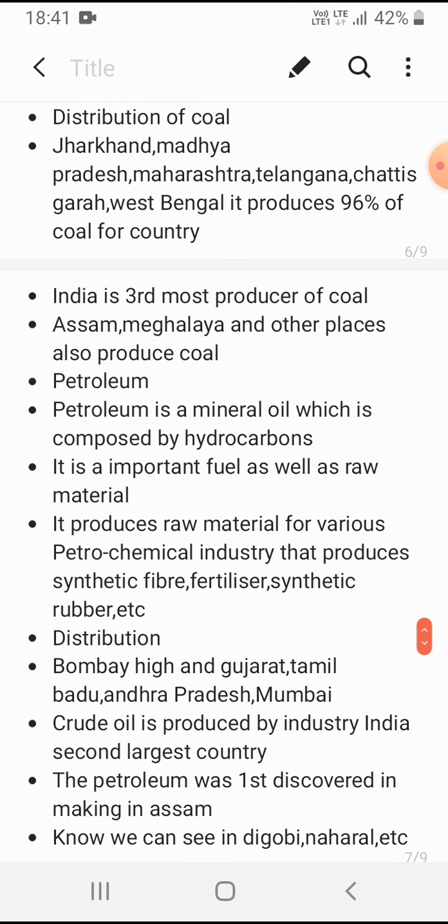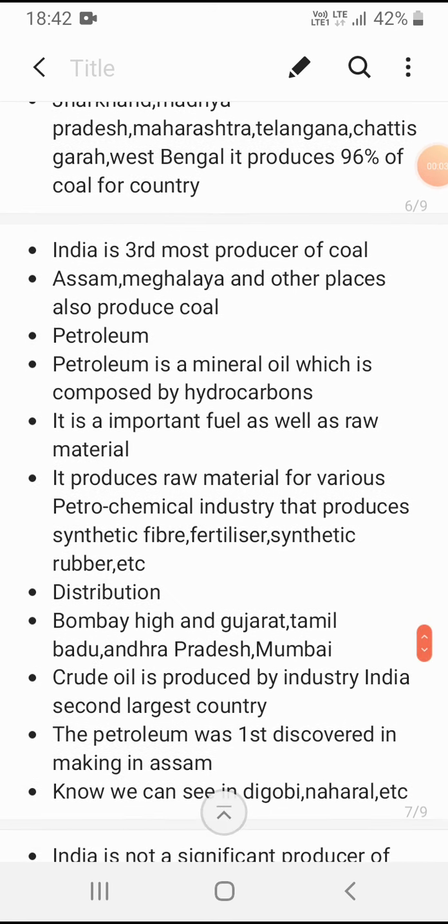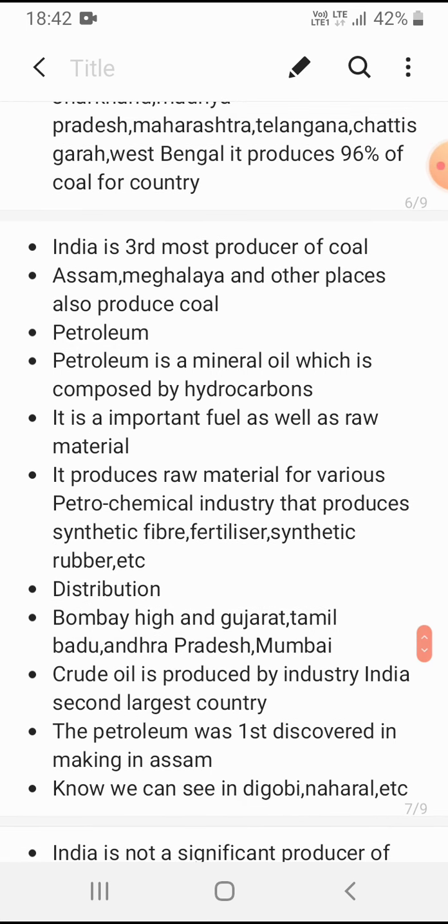Next, after coal, let's come to petroleum. Petroleum is an oil composed of hydrocarbons. It is an important fuel that you use daily in your vehicles, and it is used as a raw material in some petrochemical industries that produce synthetic fiber, fertilizers, synthetic rubbers, and other things.